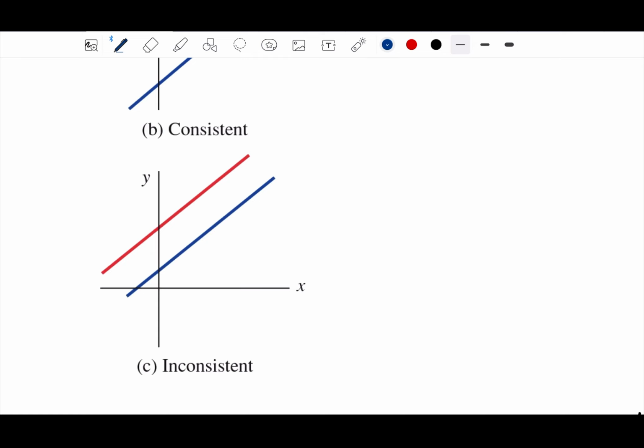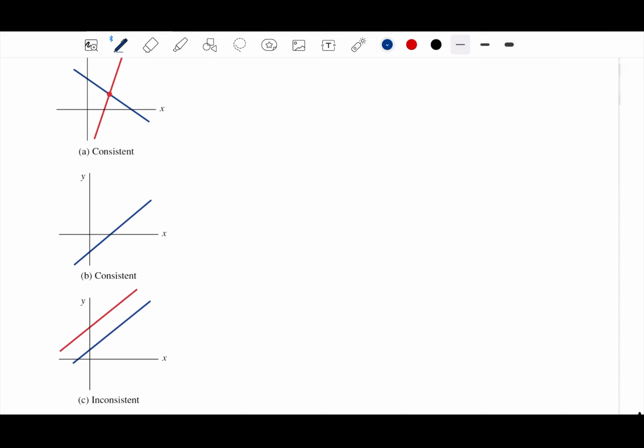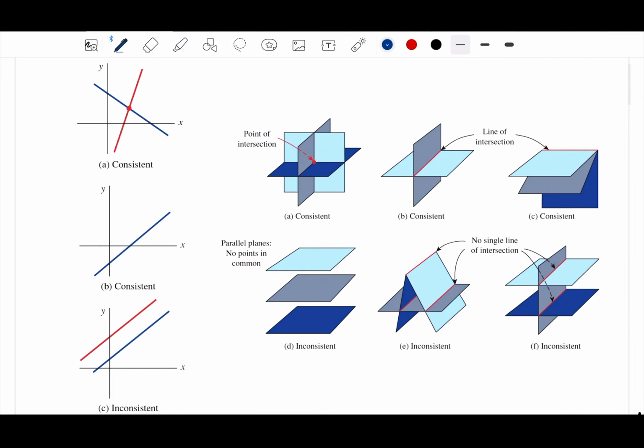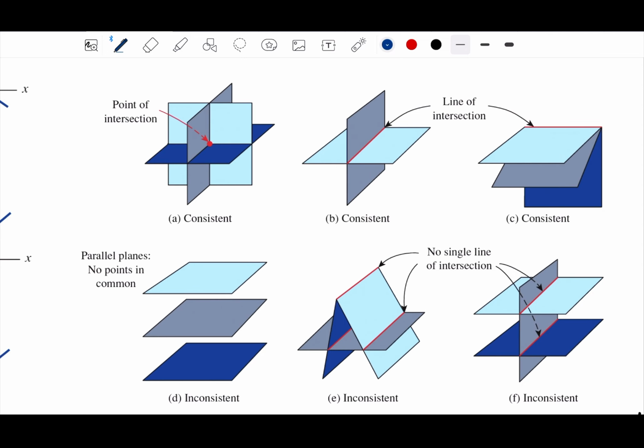Okay, this is for lines, for two dimensions. What if we have three variables? We will have planes. We can have six possible cases. So this is the first plane, second plane, the third plane. The intersection of all three planes will be this red dot here. It's clearly the intersection of all the planes.